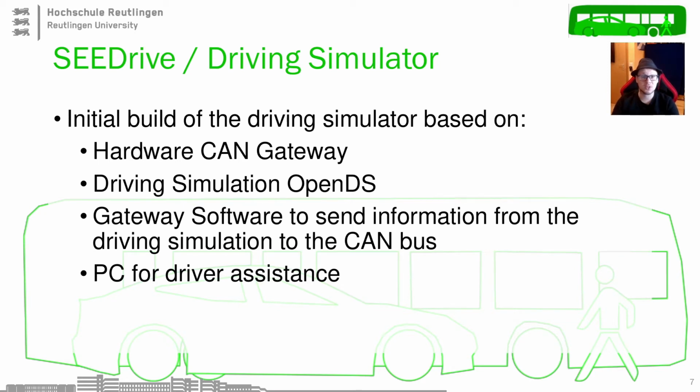C-Drive was the initial build of the driving simulator, so we have a CAN hardware gateway there with two ports. We are using the driving simulation OpenDS, and we had a gateway software that sent data from OpenDS to the CAN bus and backwards. And there was a PC system for the driver assistant.